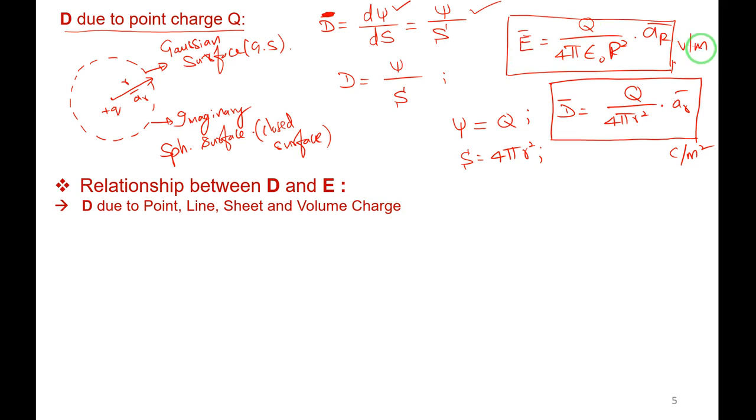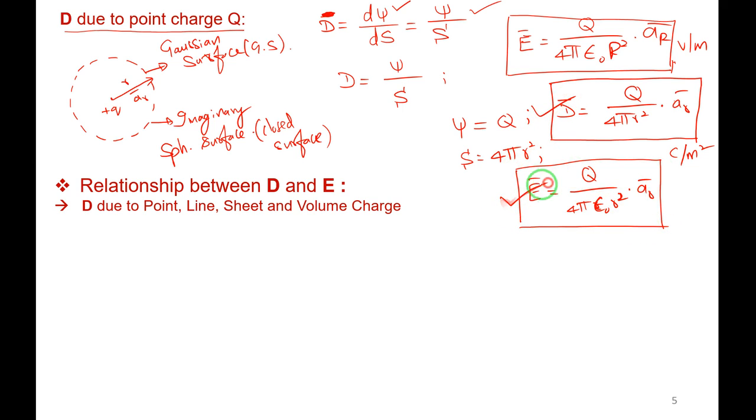You can observe the electric field intensity due to point charge is Q by 4 pi epsilon r square into aR volt per meter, and the electric flux density due to point charge is Q by 4 pi r square into aR. You observe both the differences, right? I will rewrite the electric field intensity equation: Q by 4 pi epsilon naught r square into aR, if I locate the point charge at the center of the spherical coordinate system. Just observe this equation and this equation.